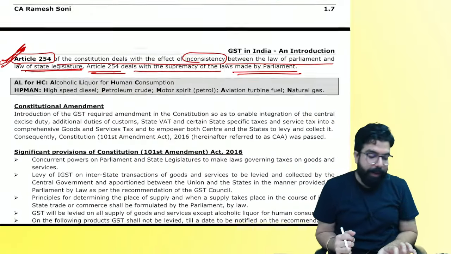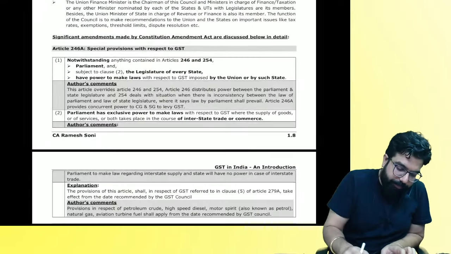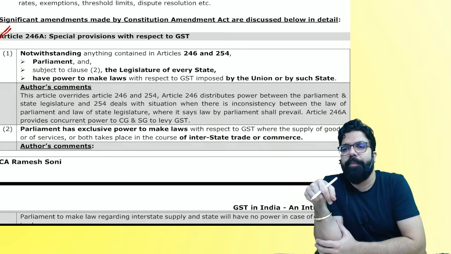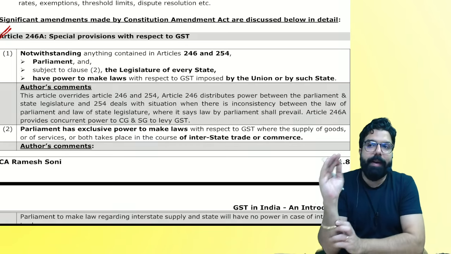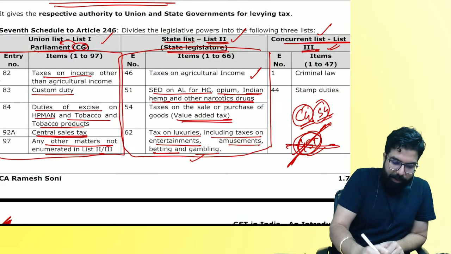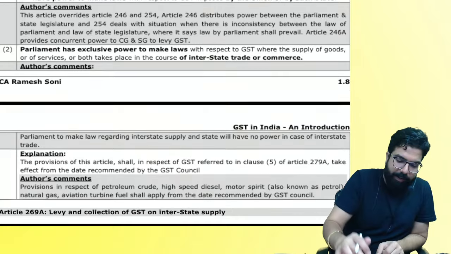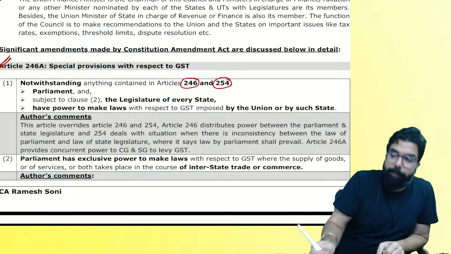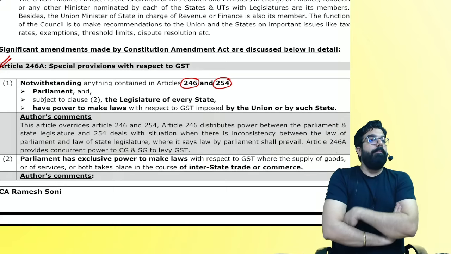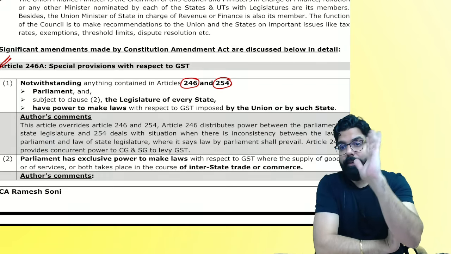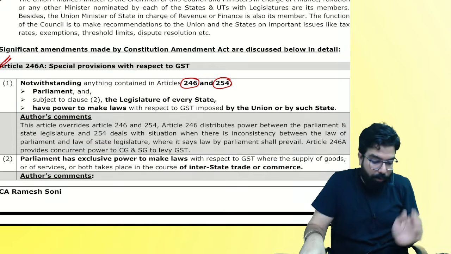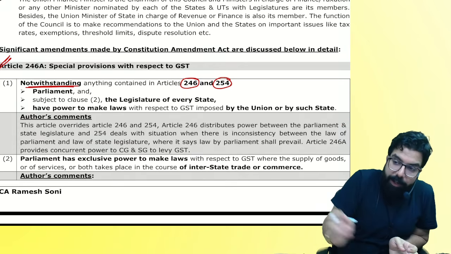And hence, they went ahead and introduced article number 246A. Article number 246A says whatever is told in article 246 about list number 1, list number 2, list number 3, forget it. Whatever is told in article number 254, who will be supreme? Forget it. They told central government will be supreme. Forget it. We both are equal now. Notwithstanding means what, everyone? Put it in the dustbin.